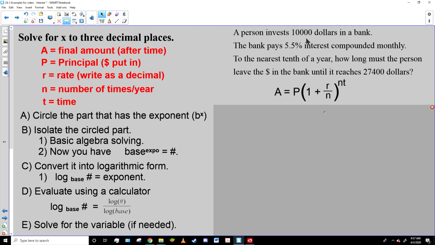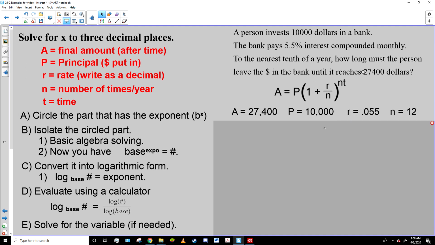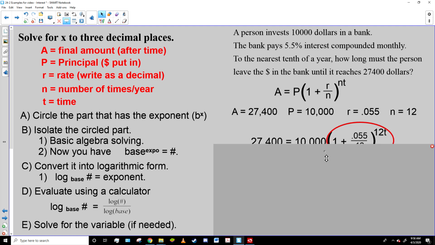So if a person invests $10,000 in a bank, that's how much money they put in, that's their initial amount. And the bank pays 5.5% interest, which we need to write as a decimal, so I'm going to move the decimal two places. So 0.055. Compounded monthly. So there are 12 months in a year, so N is 12. To the nearest tenth of a year, how long would this person leave the money in the bank until it reaches $27,400? Let's look at our numbers. The final amount is $27,400. The initial amount is $10,000. The interest rate as a decimal is 0.055. And N is 12.